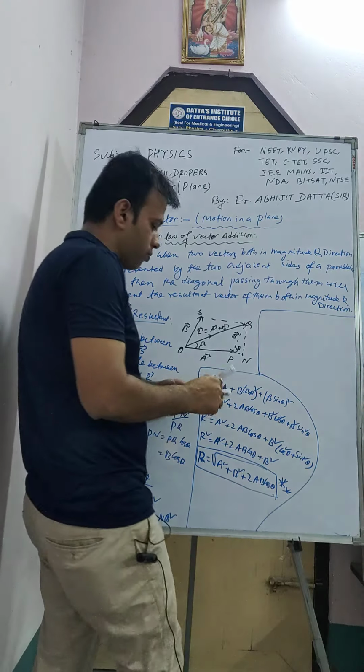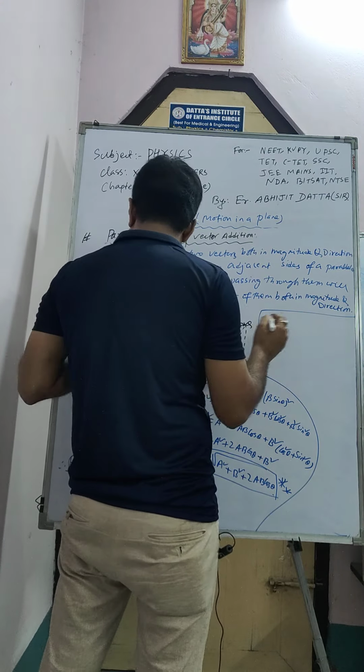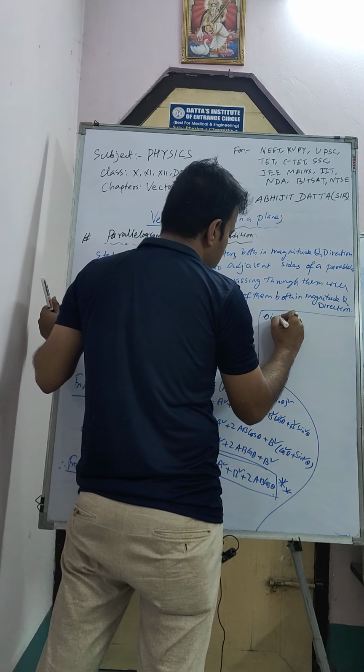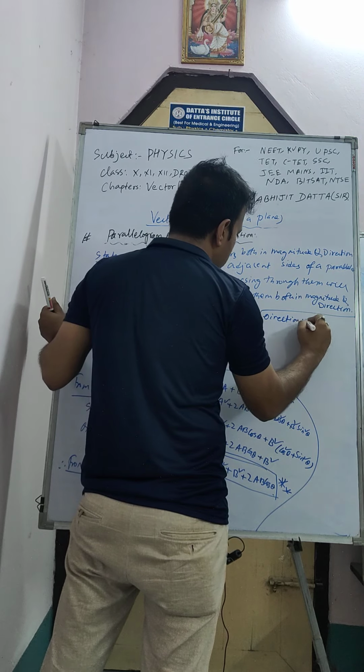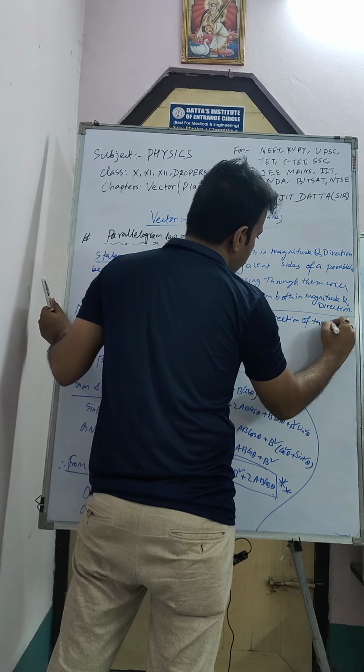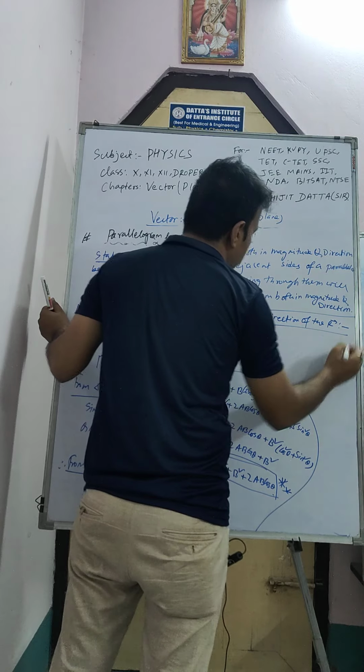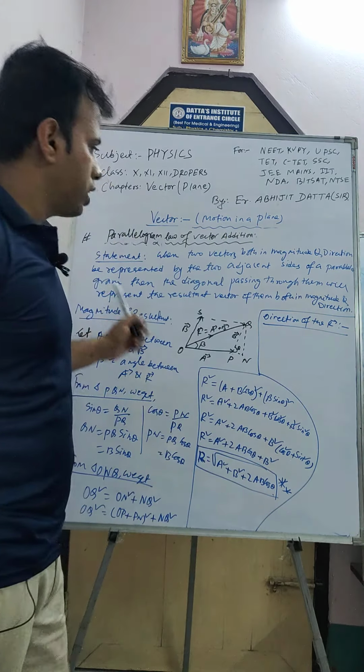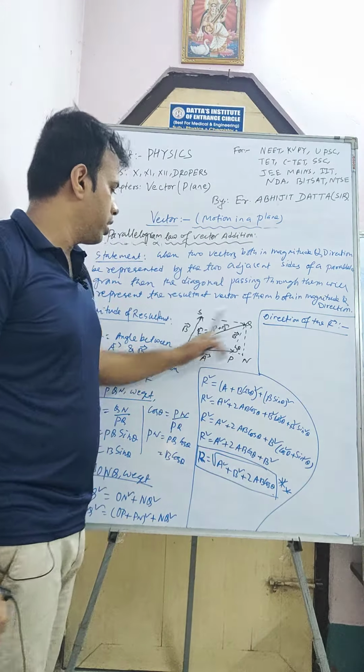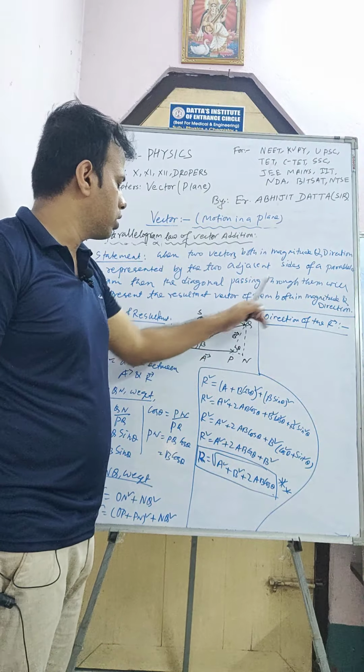So let's try. Now, the direction of the resultant vector R. To find the direction of the resultant vector R, we consider the triangle OQN, this whole triangle.